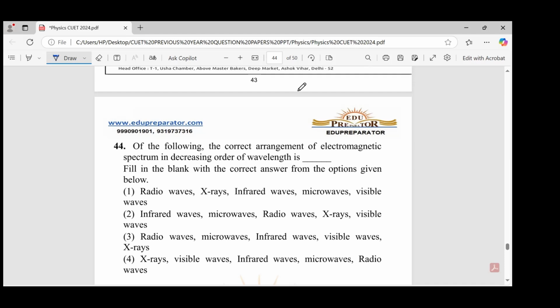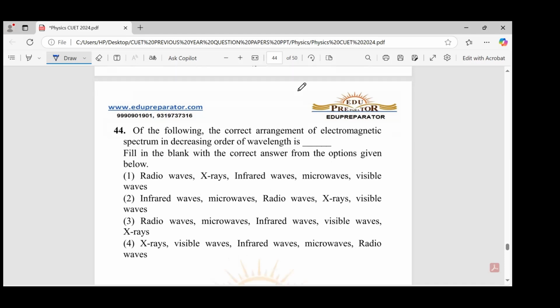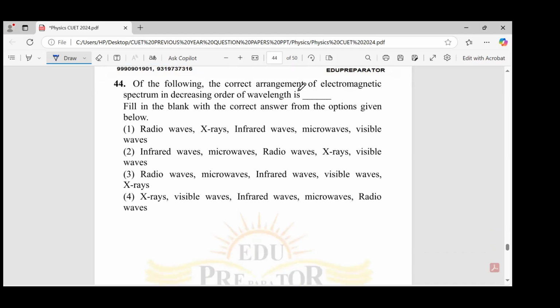Let us proceed with question number 44. This is a very important question for the chapter electromagnetic waves. I suggest you all, because most of the time we have a question based on electromagnetic waves, and there is a table given in NCERT. You are supposed to learn that table by heart, then only you will be able to solve the various questions which are associated with it.